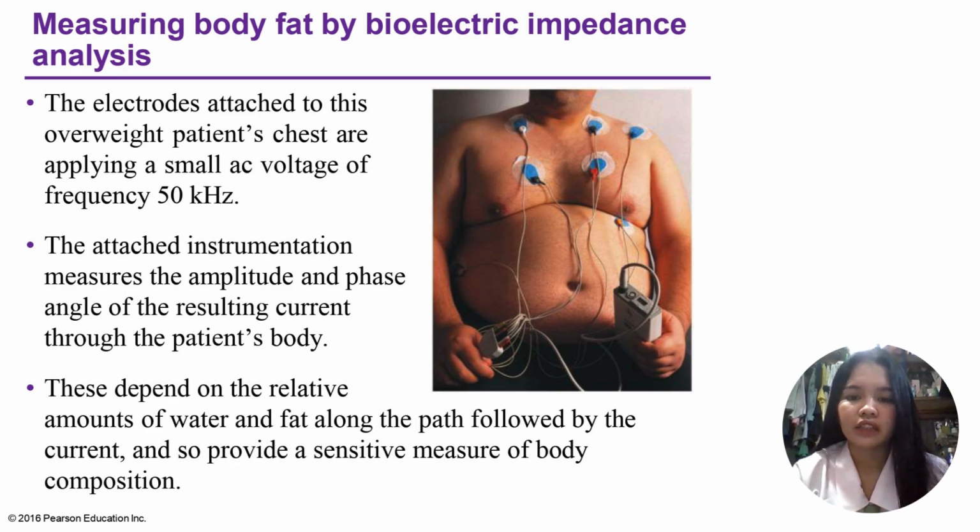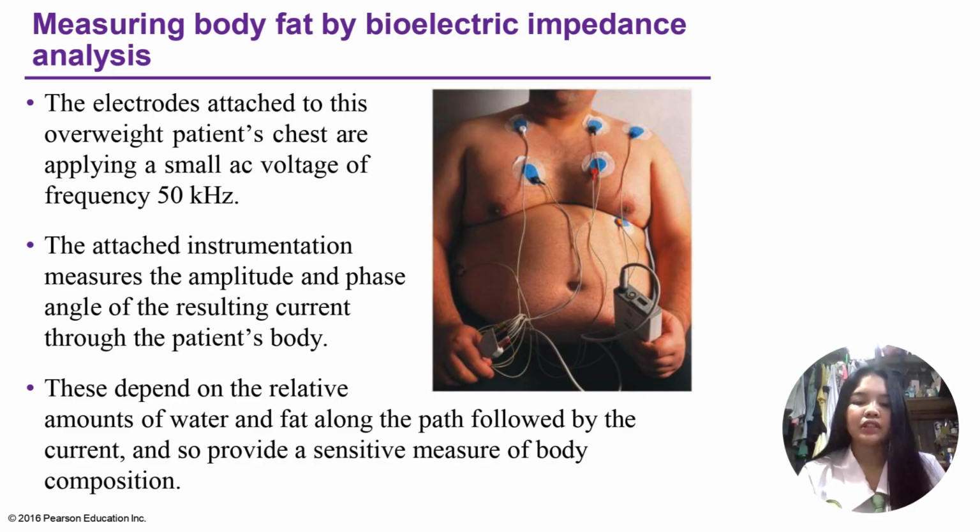Bioelectric impedance analysis is a technique used to estimate body composition, including body fat percentage. The electrodes attached to the patient's chest apply a small AC voltage of specific frequency, for example 50 kHz, and the attached instrumentation measures the amplitude and phase angle of the resulting current through the patient's body. These measurements depend on the relative amounts of water and fat along the path followed by the current. Since water is a good conductor and fat is a poor conductor, the impedance of the body is sensitive to body composition.